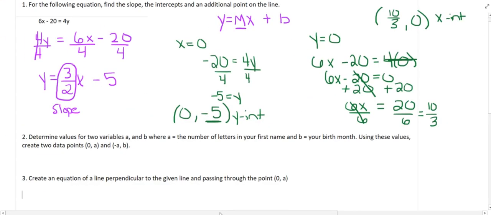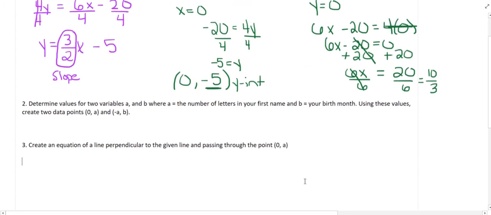Okay, now we're going to move on to part 2. So part 2 says, determine values for two variables, A and B, where A is the number of letters in your first name and B is your birth month. Using these values, create two data points. Okay, so my first name has 6 letters, so I'm going to say that A equals 6. And I was born in August, so B is going to be August, which is the 8th month of the year. So now I have my A and my B, and I'm going to create those points.